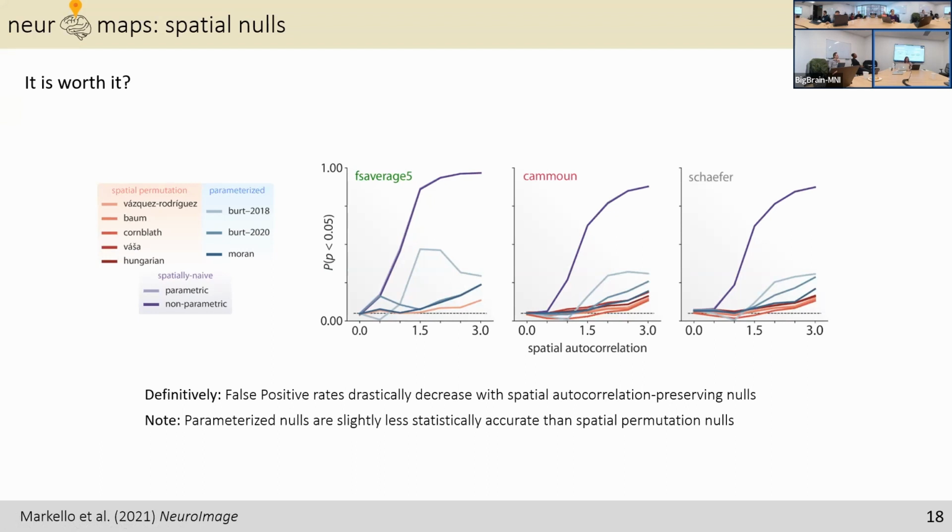There's also something worth showing here: the parameterized nulls tend to perform not as well as the spatial permutations. This is something we've observed, and it actually comes from a paper from Ross that investigated every single one of these different techniques to generate spatial nulls and evaluated how accurate they are. It's a very thorough paper, so if you're wondering which type of spatial model to use, you might want to refer to this paper, where they describe every single one of them.